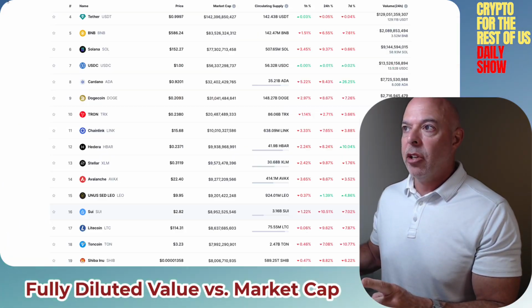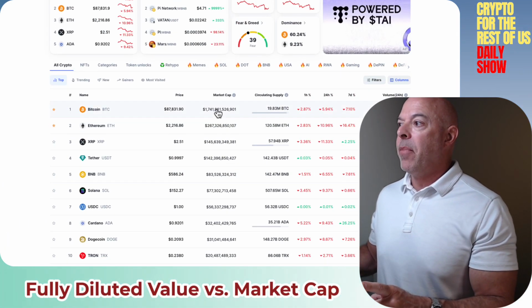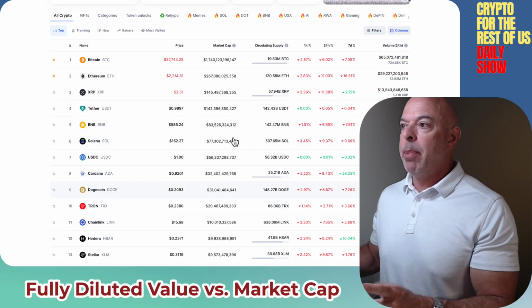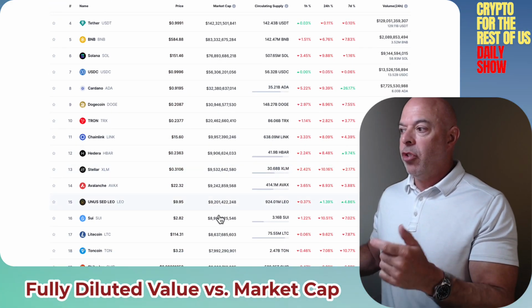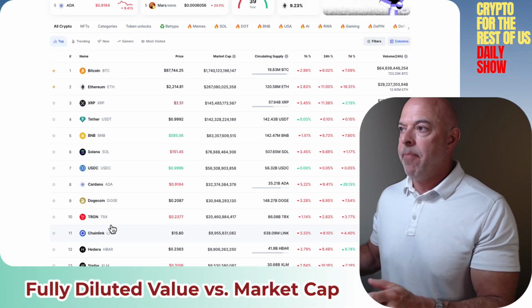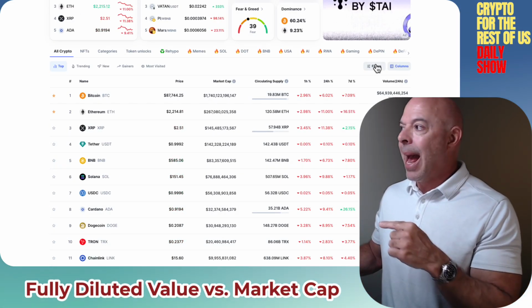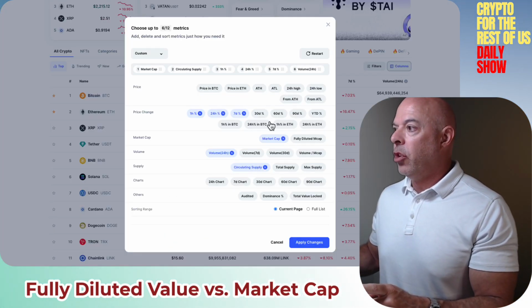Now let's again look at the home page. They sort them on market cap. So a lot of people like to look at this and say, oh, look, Cardano's number 8 or SUI's number 16, and they rank them that way. So let me show you how to look at and add in fully diluted value.